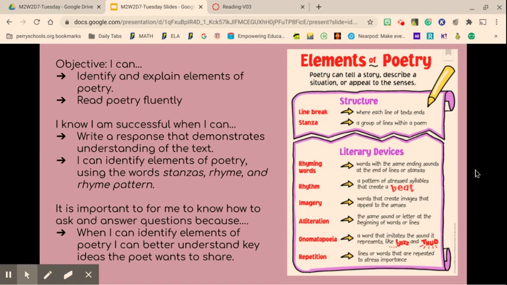Hey guys, our objective for today is I can identify and explain elements of poetry and I can read poetry fluently. I know I'm successful when I can write a response that demonstrates understanding of the text, and I can identify elements of poetry using the words stanza, rhyme, and rhyme pattern. It's important for me to know how to ask and answer questions because I can identify the elements of poetry and I can better understand the key ideas that the poet wants to share with us.